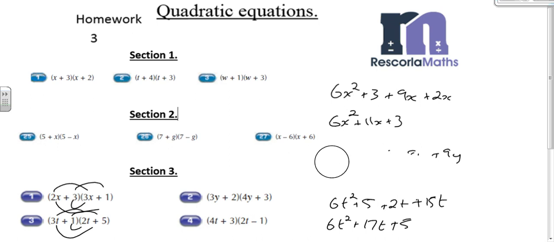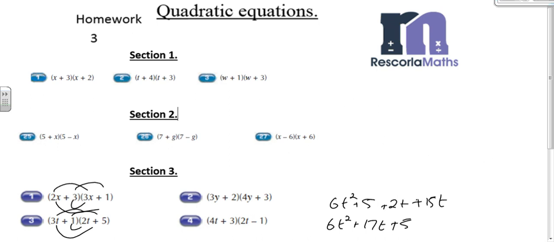Finally, we've got question 4. So the left eyebrow, 4t times 2t is going to be 8t squared. 3 times minus 1 is going to be minus 3. The nose, 3 times 2t is going to be plus 6t. And you've got 4t times minus 1, which is minus 4t. So just be careful with the signs here.